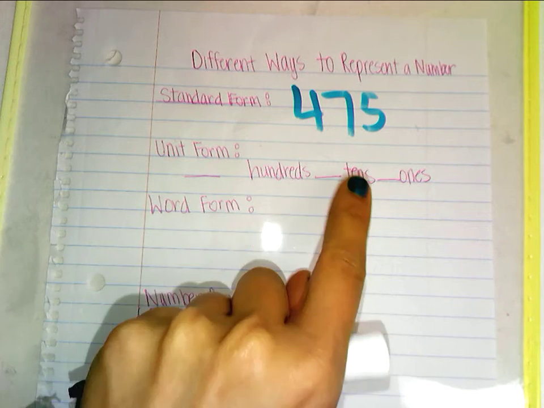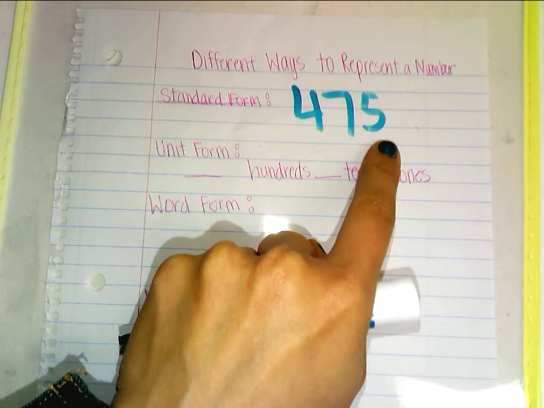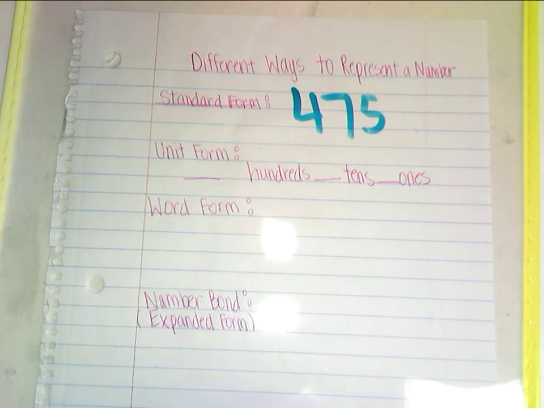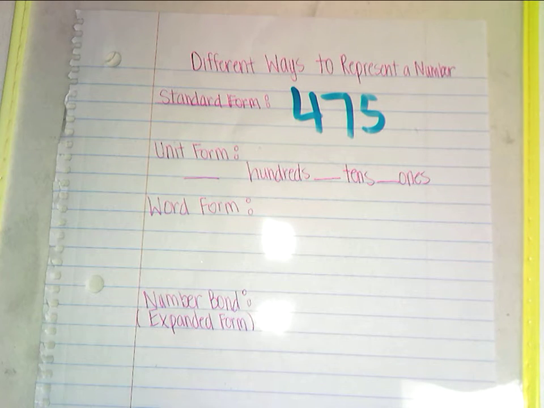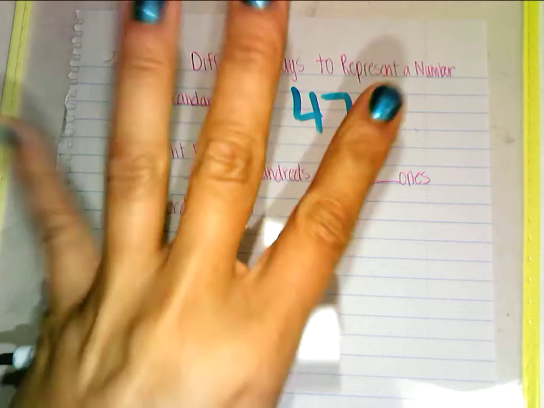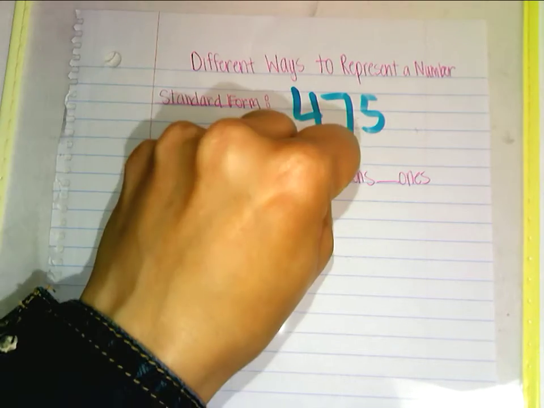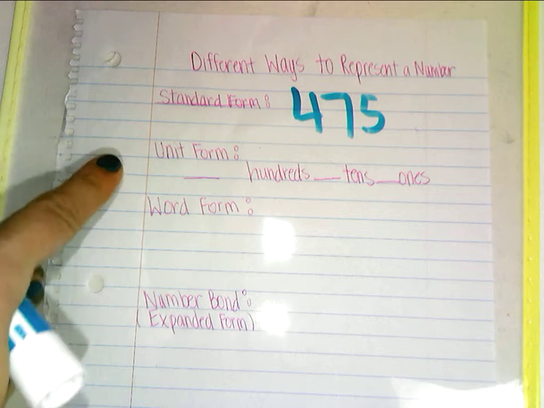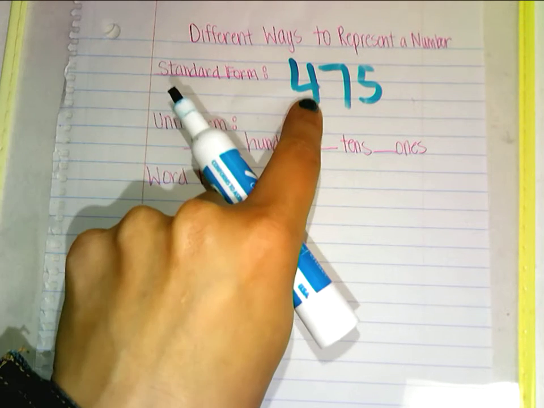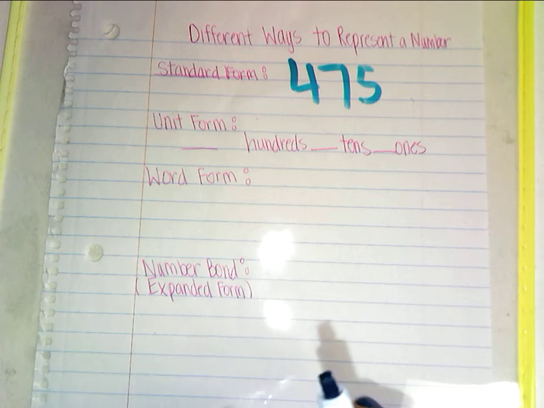Remember, this is a 3-digit number. This is a digit, and that is a digit. Digit is another way to say number. So there's 3 numbers in this number, but we call them digits. That's why it's called a 3-digit number, okay? So we are going to represent this number in 3 different ways.